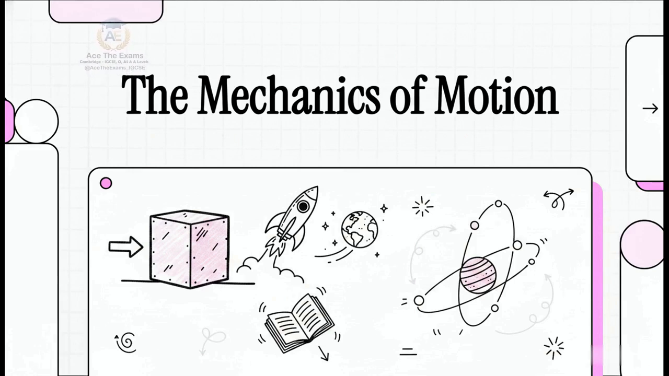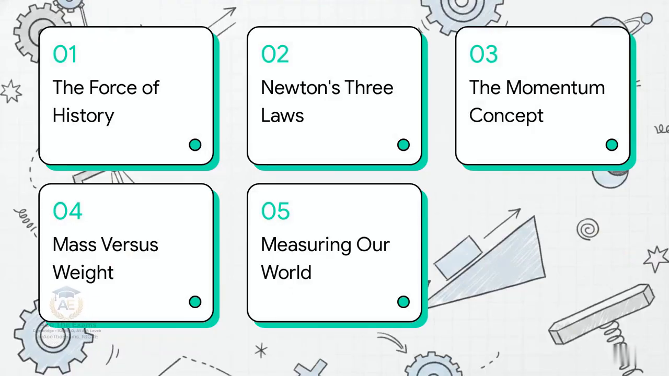Today, we're unraveling the mechanics of motion. We'll be taking you all the way from a simple falling book to the sheer complexity of orbital dynamics. Let's get into it. So, here's our game plan for today. We're looking at 1. The force of history. 2. Newton's 3 laws. 3. The momentum concept. 4. Mass versus weight. And finally, 5. Measuring our world.